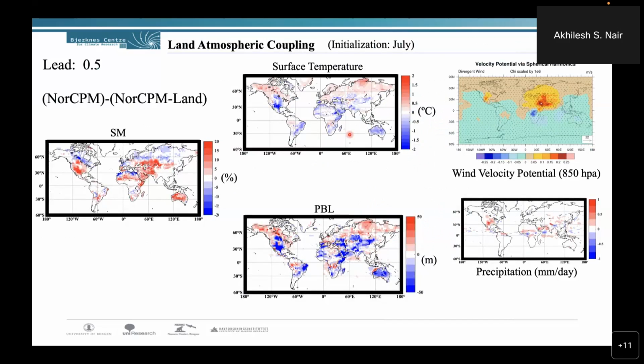So we were checking how it affects the soil moisture and planetary boundary layer, which evaluated how the change in initial conditions matters. Suppose we are increasing the soil moisture by around 5 to 20%. The temperature decreases in those particular regions. Because of the decrease in temperature, there is a change in the planetary boundary layer, and this affects the wind velocity potential. So we could see that there is change in the Walker circulation, which finally even changes the precipitation pattern.